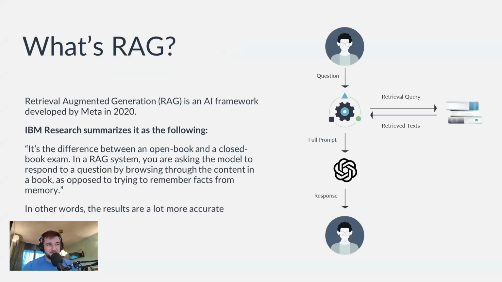For everybody wondering, it's just retrieval augmented generation. It's an AI framework developed by Meta. It might sound complicated, by the way. Initially when I saw it, I was like, what? But when you start reading into it, it's actually really simple. It's one of those things which has a very complicated term, but it's very simple for whatever reason.